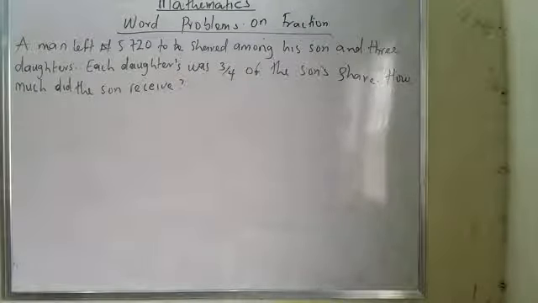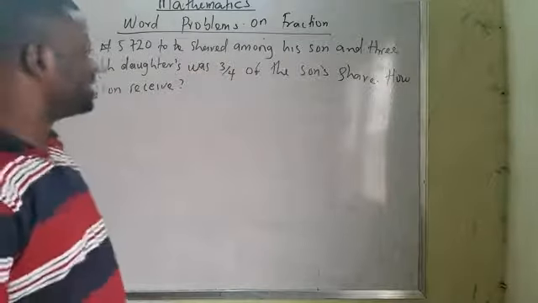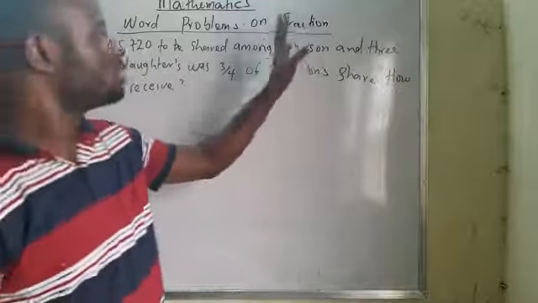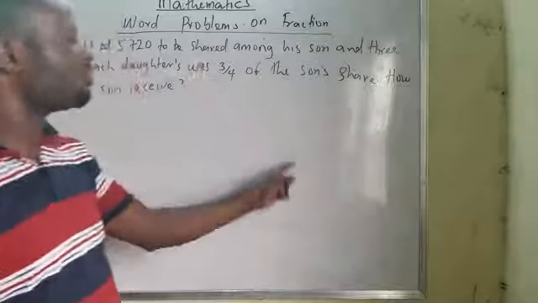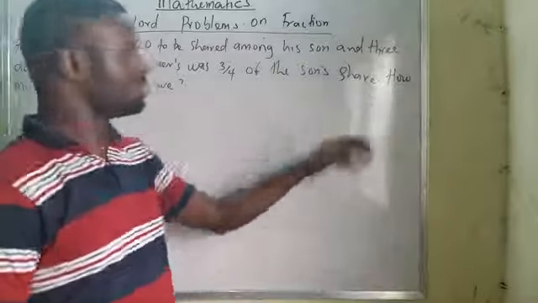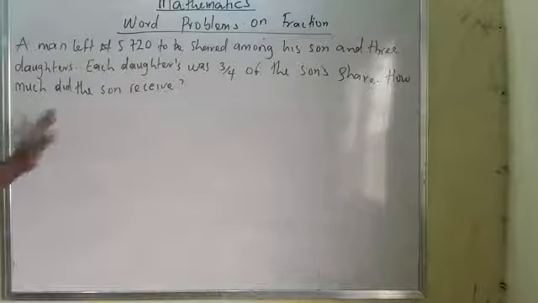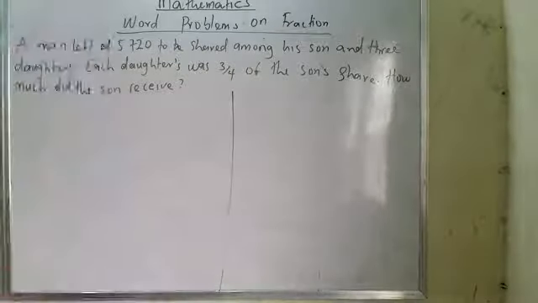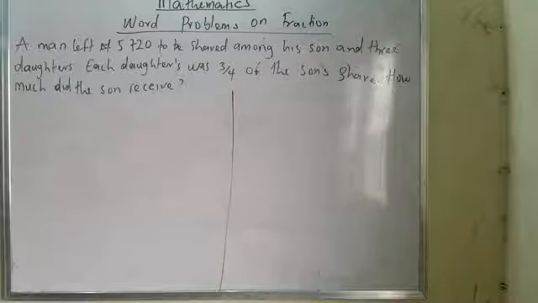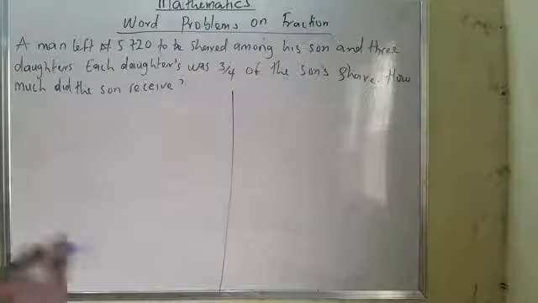A man left 5,720 to be shared among his son and 3 daughters. Each daughter was 3 all over 4 of the son's share. How much did the son receive? That is the problem you are working towards. How much did the son receive?